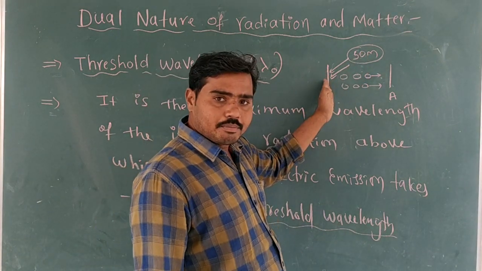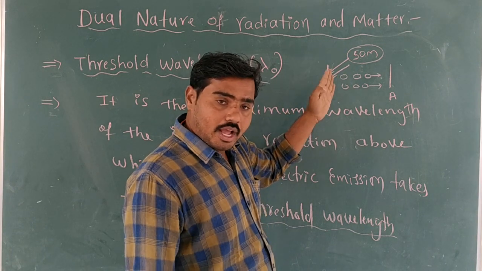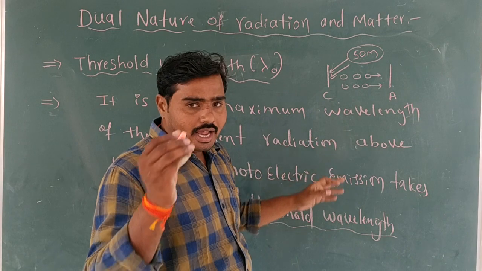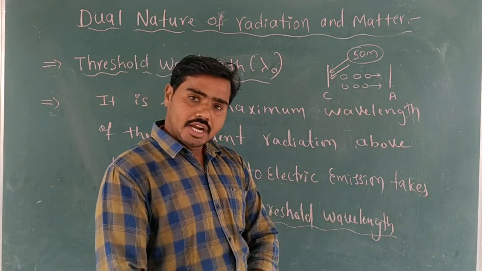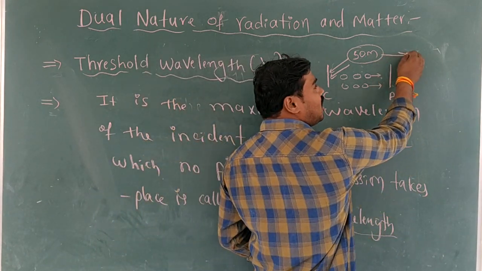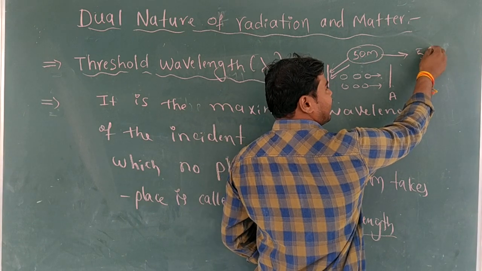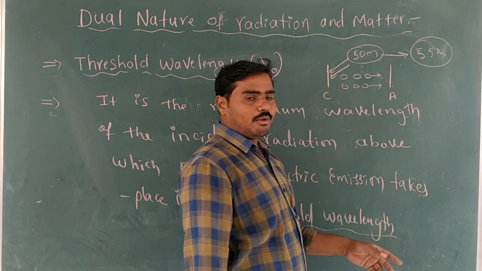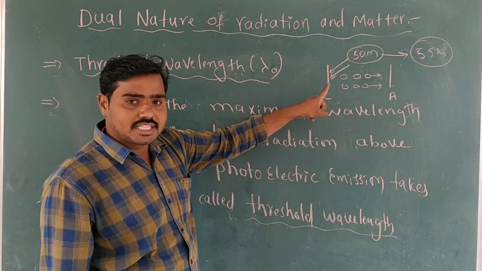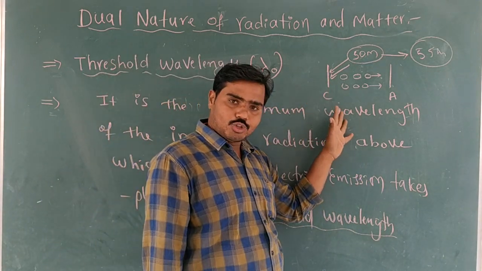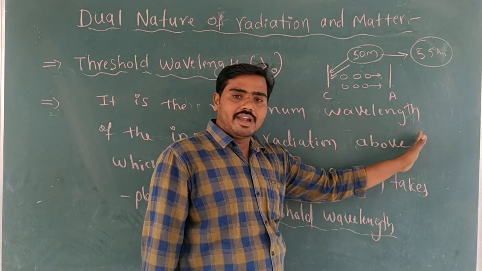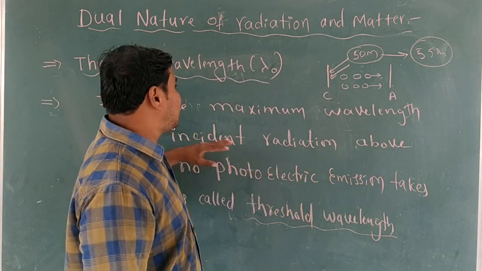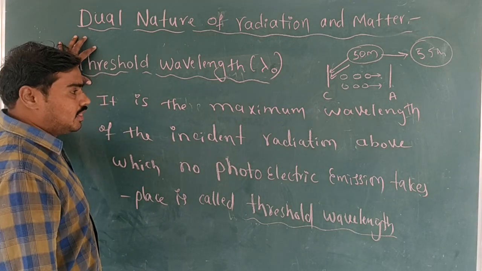Below the 50 meter, when that radiation falls on the cathode plate, at that time also photoelectric emission takes place, but above the 50 meter, for example, I am considering 55 meter, when the 55 meter wavelength of the incident radiation is incident on the cathode plate, at that time photoelectric emission does not take place. That one is called the threshold wavelength.